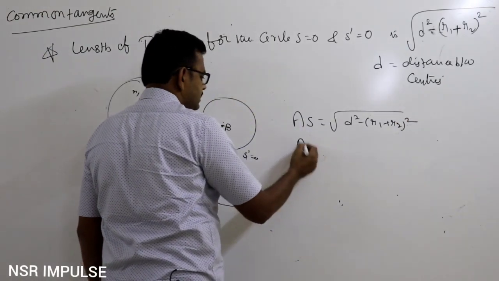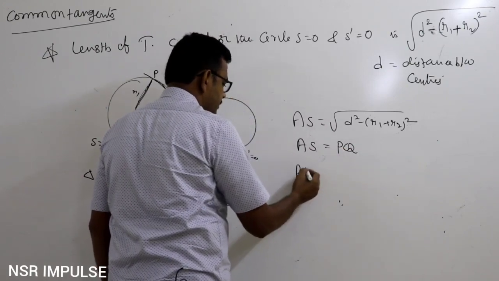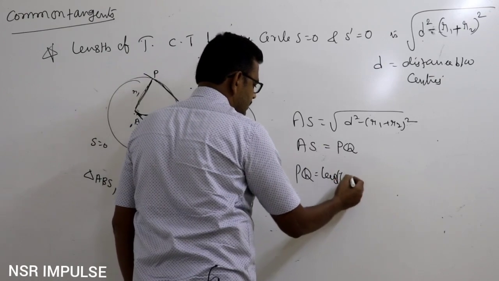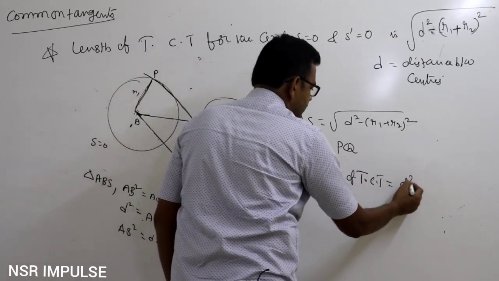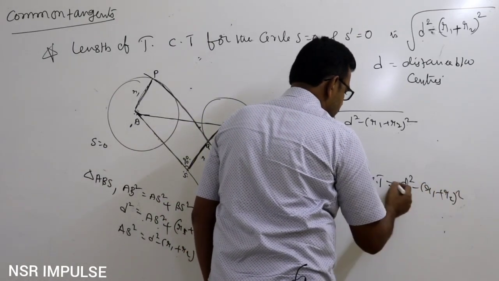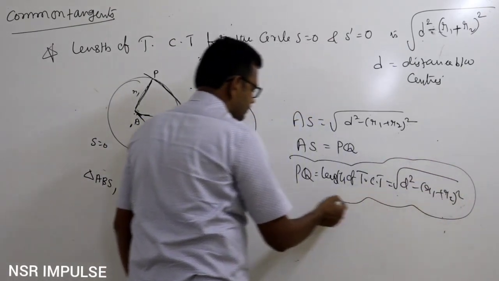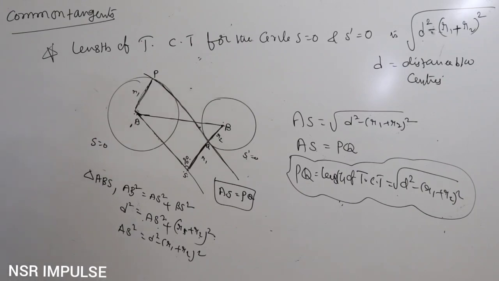Since AS is equal to PQ, therefore PQ, the length of the transverse common tangent, is root of d square minus (r1 plus r2) whole square. So this is the length of the transverse common tangent.